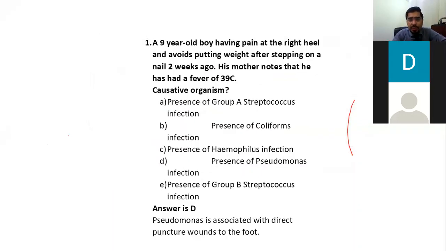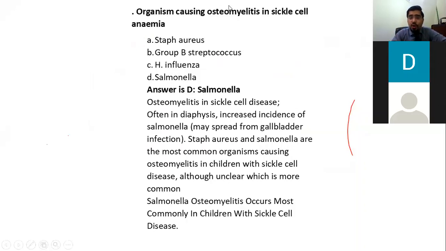And then this question. Look at this question. So the answer is Pseudomonas. Always the heel, foot, nail injuries, puncture wounds of the foot, they are associated with Pseudomonas. And the organism causing osteomyelitis in sickle cell anemia, this question has been tested almost 3 times and the answer is Salmonella.